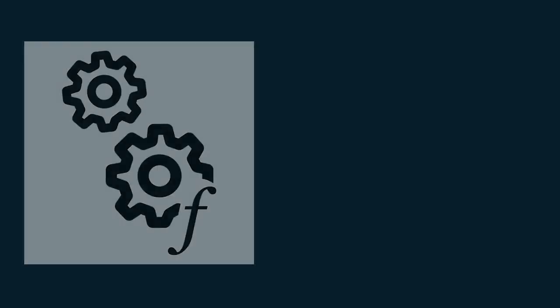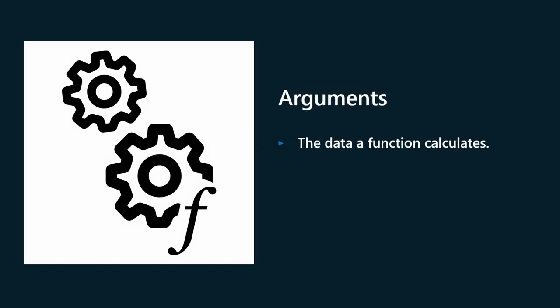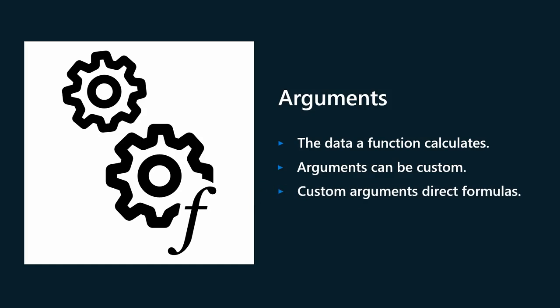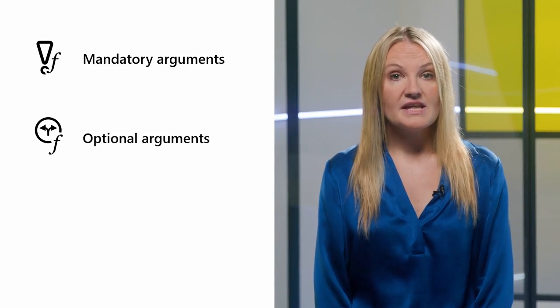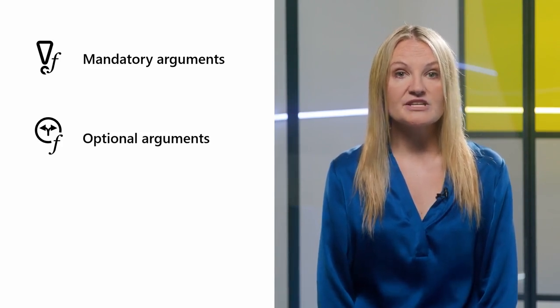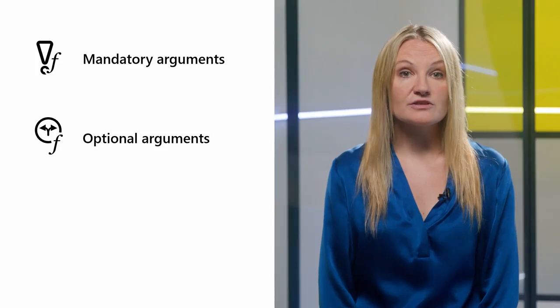The second element of the formula is the arguments. As you've just learned, a function calculates data. This data or information is referred to as an argument. The data it accepts is also custom. You can add your own information to the formula to direct and control the action of the function. It's important to remember that each function requires a different list of arguments. Some arguments are mandatory. A function can't carry out its task without them. However, other arguments are optional. They exist to provide different choices around additional elements, like formatting your results.